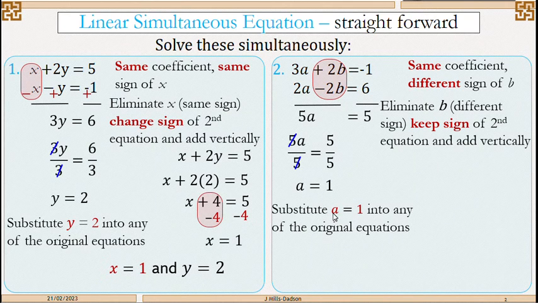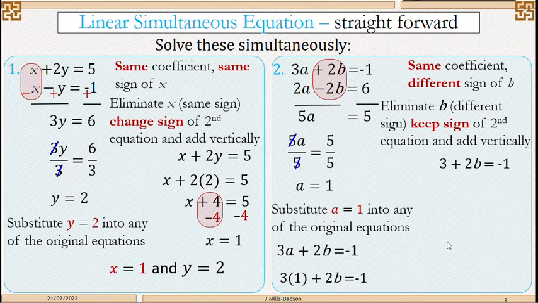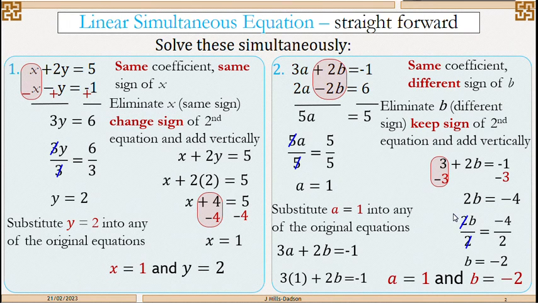Now substitute a, which equals 1, into any of the two equations. I've picked the first one. 3a plus 2b equals -1. Now I know my a is 1, so that means 3 times 1. Here I simplify it, and I'm going to have 3 plus 2b equals -1. Minus 3 from both sides. So you have 2b equals -4. Divide both sides by 2, and b is equal to negative 2. So the answers are a equals 1 and b equals negative 2.